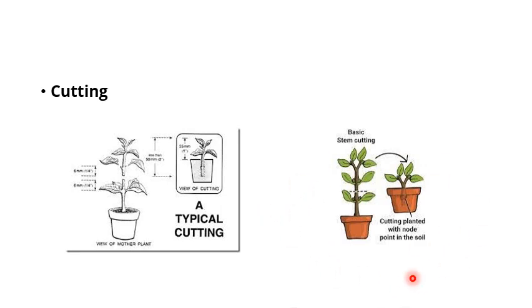Here in this picture I am showing you how the new plant grows from the cut part, with nodes pointing into the soil. This is the basic stem cutting process. It's also one type of artificial method of vegetative propagation. Now let us move on to the next type of vegetative propagation.